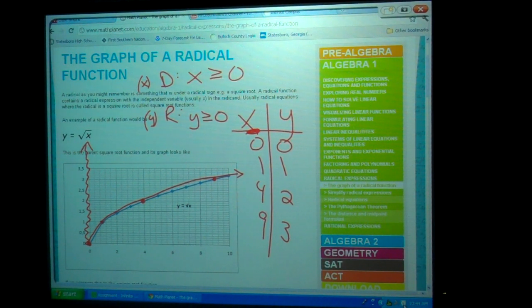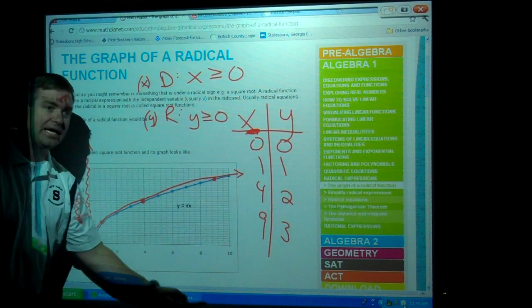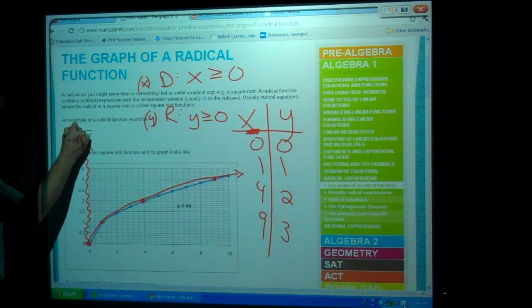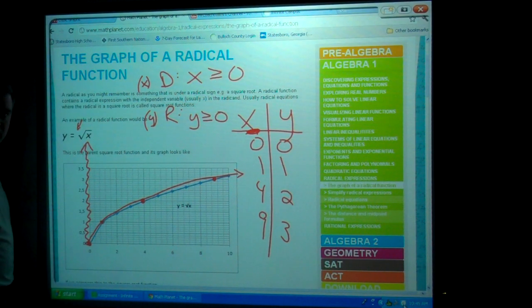Now, to preview what we're fixing to do, how are we going to change the graph of y equals the square root of x? What are we going to do to it? Add numbers. We're going to add some numbers. Where are those numbers going to go? Give me some places where the numbers could go. Could I stick a number in front? Yes, and that would change things. Could I make that number negative? Yes, and that would change things.